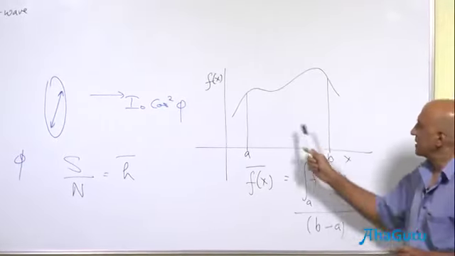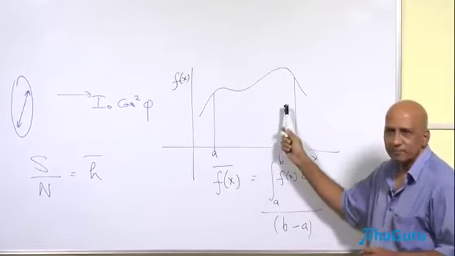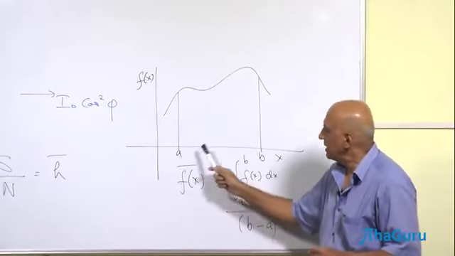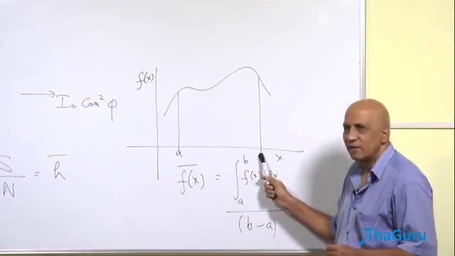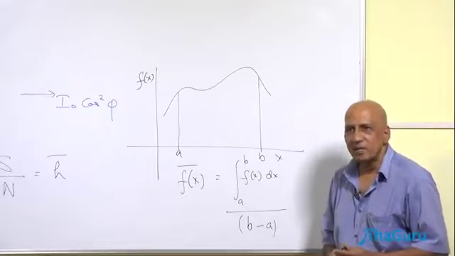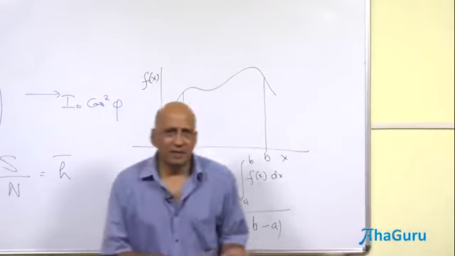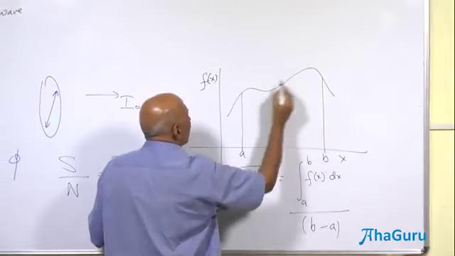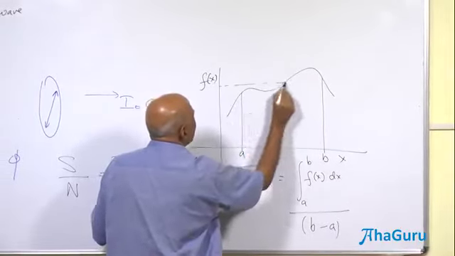Integral f of x dx is nothing but the area under the graph. The area under the graph divided by the width is the average height. What does it mean? It means the following: the function goes from this value, goes up, comes down, goes up there, right? Supposing the average value is that.